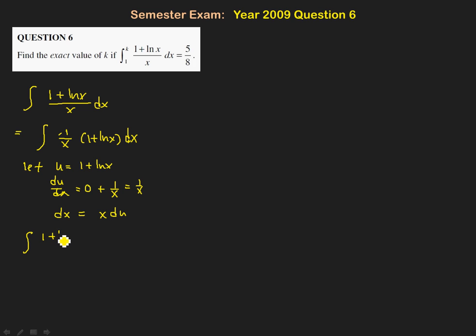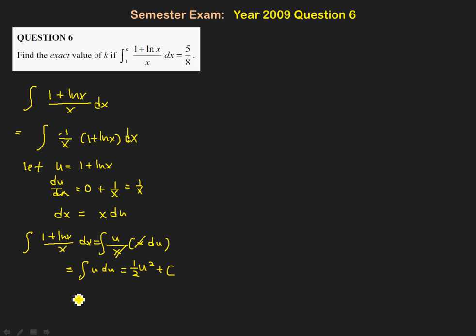1 plus ln x over x dx. Now 1 plus ln x is u, so we just replace it with u. So keep the x. You don't know what to do with x at the moment, but dx is now x du. While doing integration, we assume that x is not 0, so we can perform this. You end up with u du. Suddenly this becomes so easy because this is a half u squared plus c.